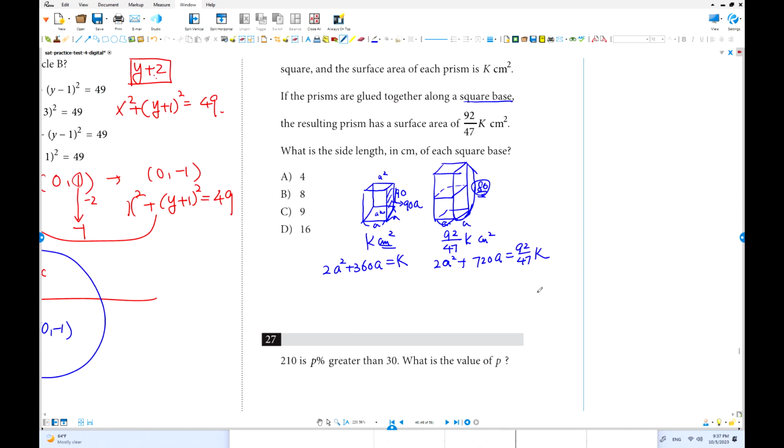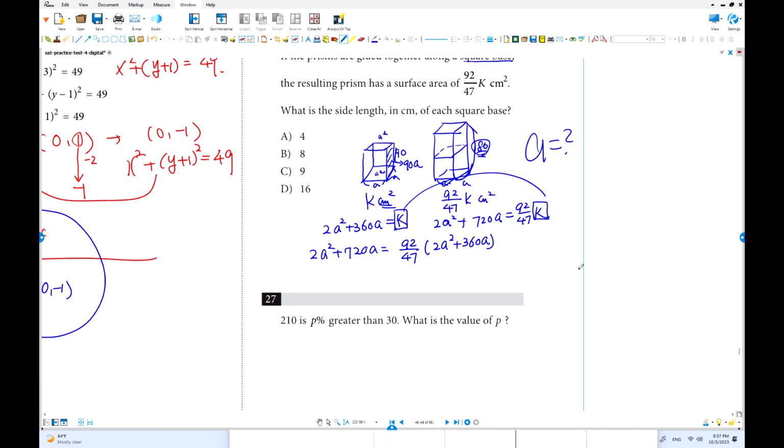But they're asking you to find the value of A. How can you find the value of A? Substitute over here. We don't need the K, right? We can see only A there. So from here, 2A squared plus 720A equals 92 over 47 K. This K is actually what? 2A squared plus 360A.